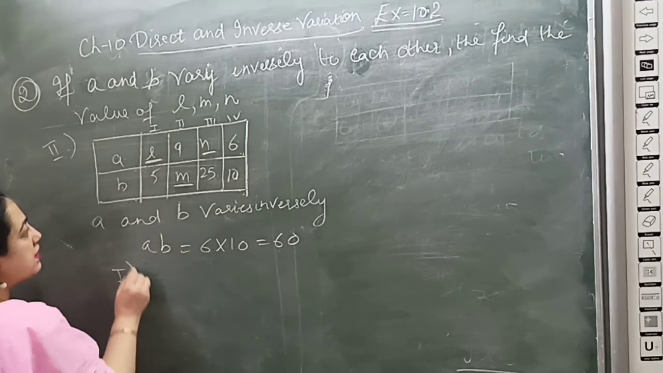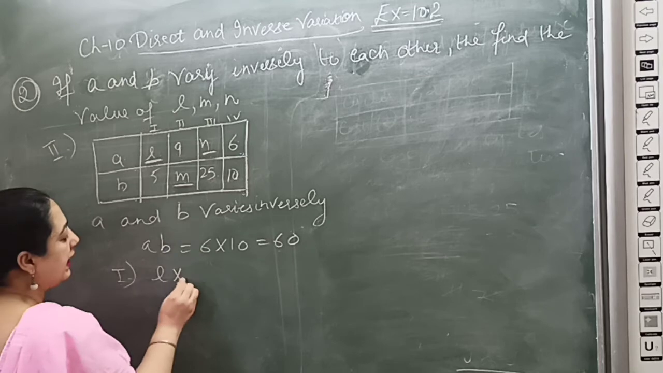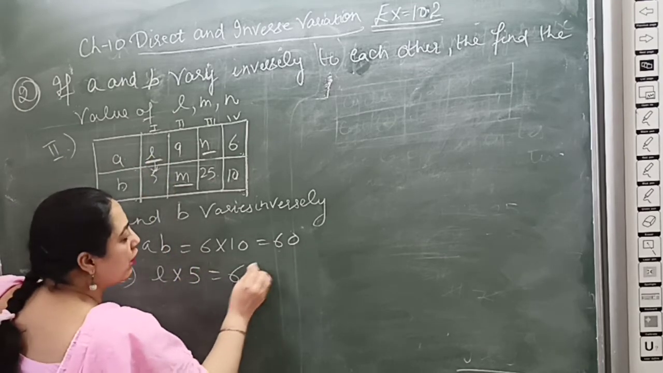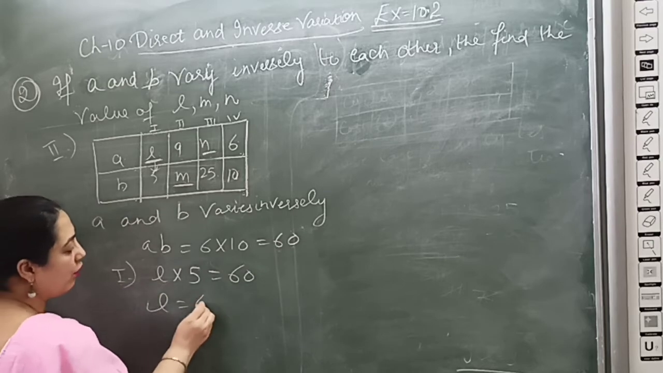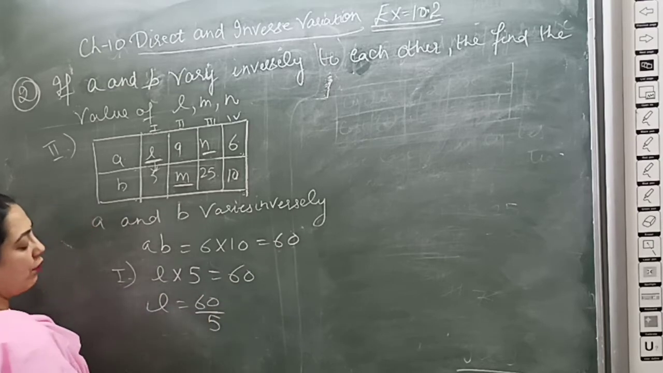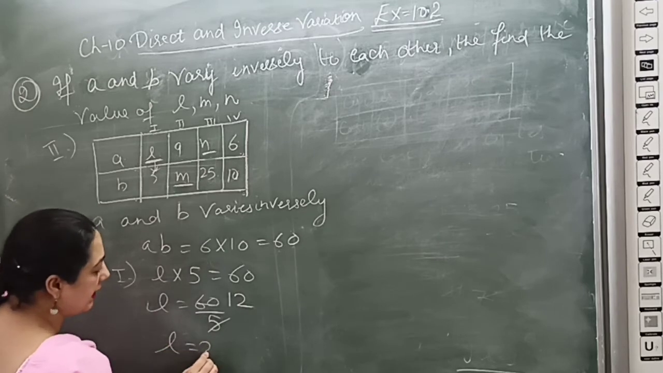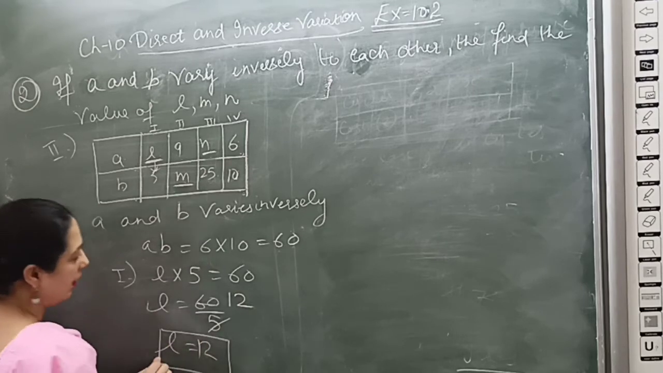Now the first value: L into 5 is equal to 60. Find the value of L. It is 60 over 5, 5 ones are 5, and it is equal to 12.